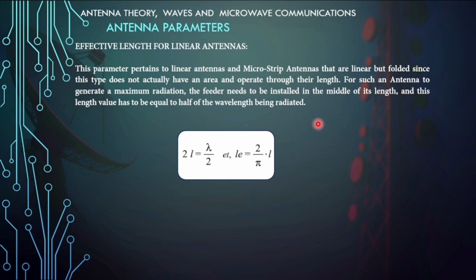For such an antenna to generate maximum radiation, the feeder needs to be installed in the middle of this length of the linear antenna. And this length value has to be equal to half of the wavelength being radiated, which means 2L is equal to lambda over 2, 2L being the length, half of the length of the antenna to the left and another half to the right. L is the distance from the center where the feeder is connected to the edge. And thus LE, the effective length of the antenna, is equal to L over pi.